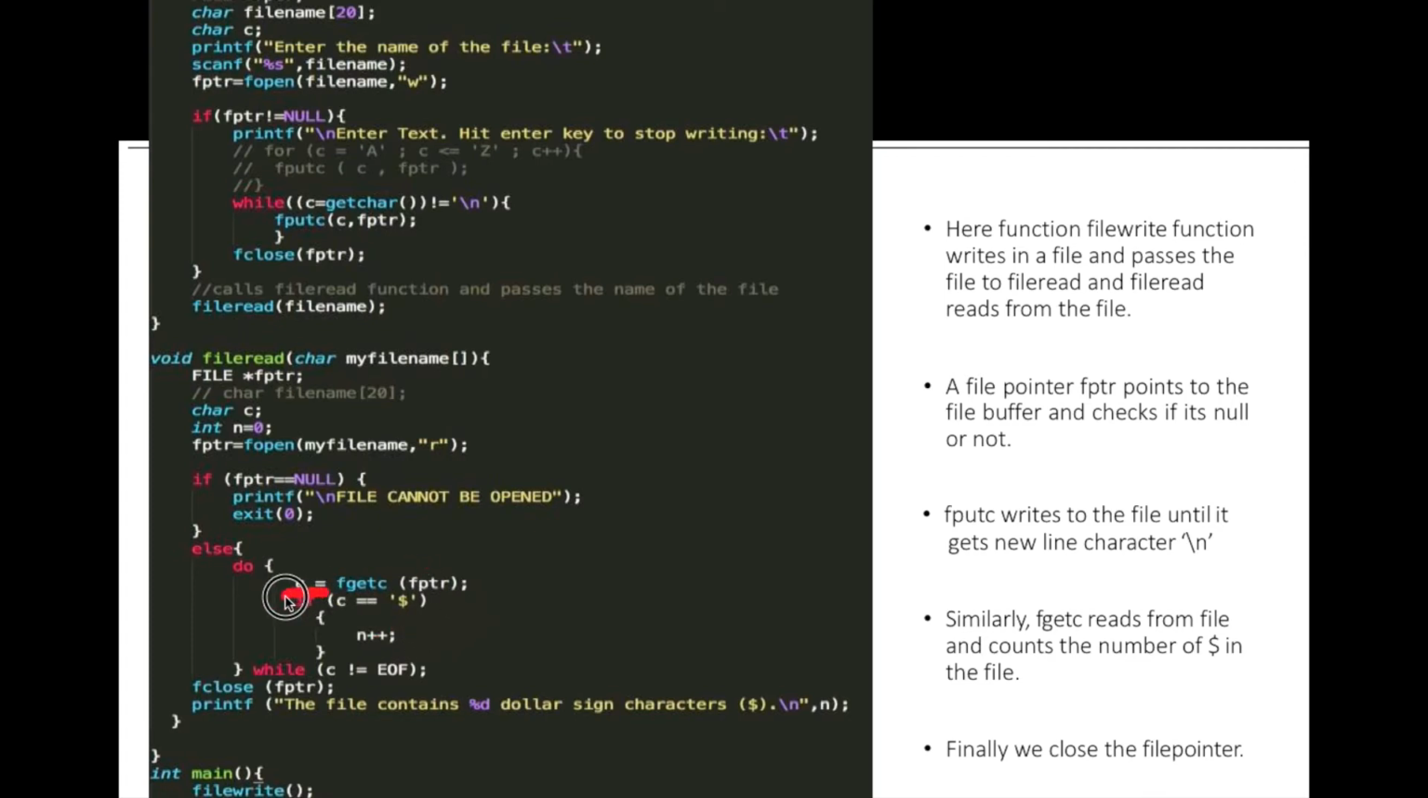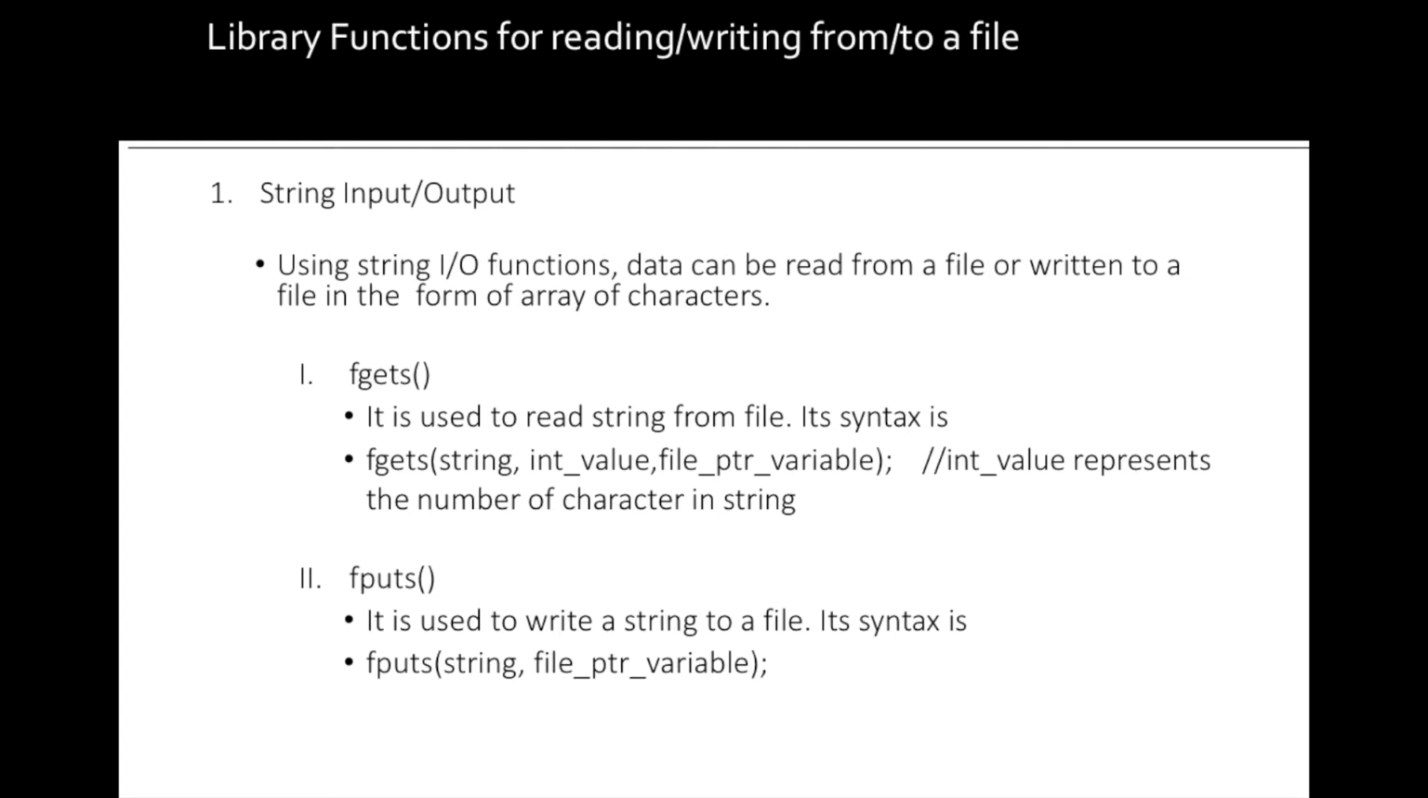If we remove this if, it is equivalent to simply reading the file, and you have to display c on the screen. But here the operation performed by file read is to calculate the number of times the dollar sign appears in the file content. Now, the second library functions to read and write data to a file are fgets and fputs.